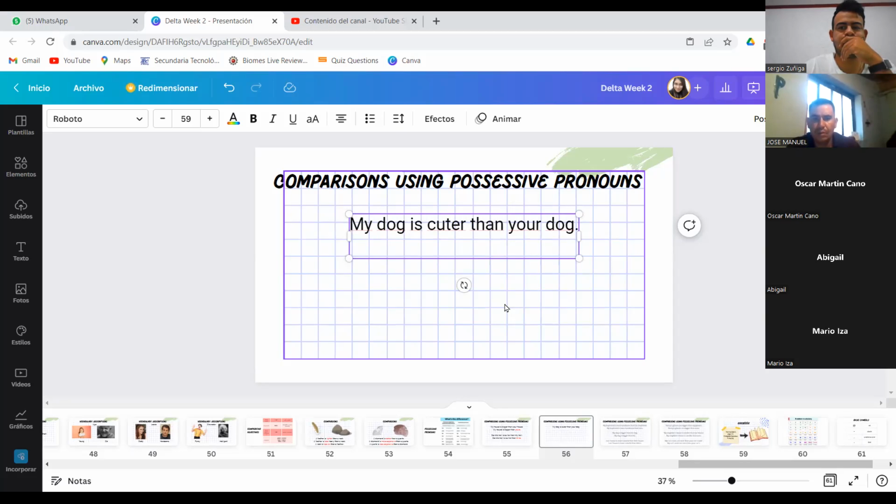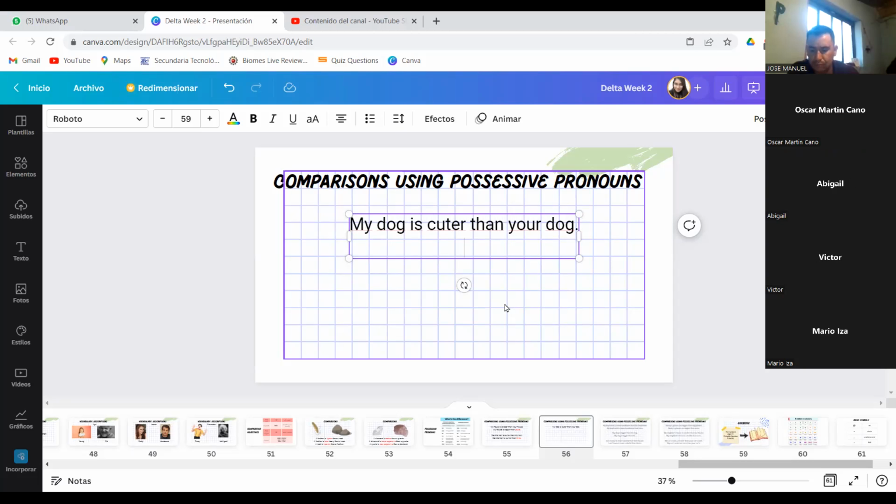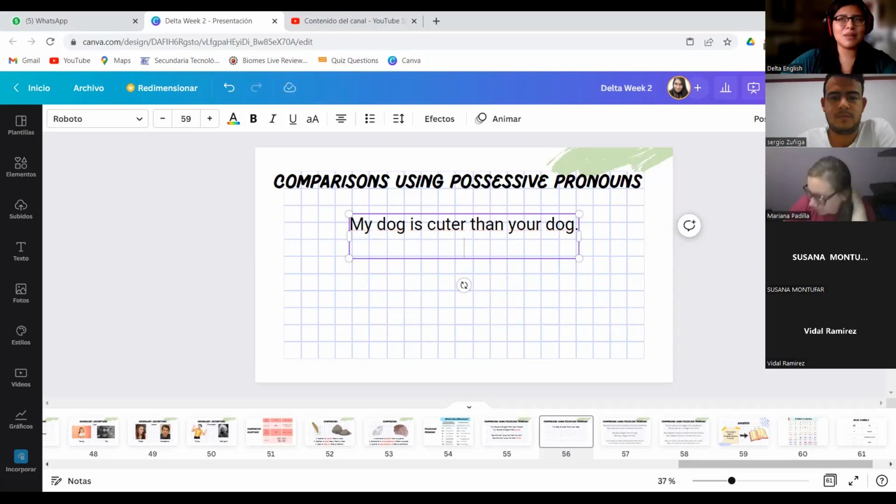How would I transform this? Sergio, how do I change this to make it shorter? Sorry, don't understand.